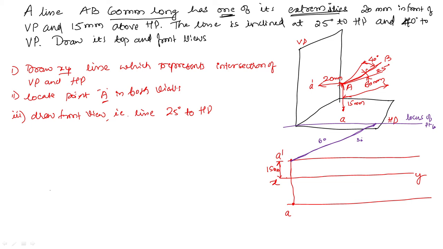Now, this is the locus of B. Let us mark it here, B1 dash. Okay, B1 dash. Now, from this B1 dash, you draw one construction line, where it is to touch the locus of A. Now, this will become the point B1's top view.